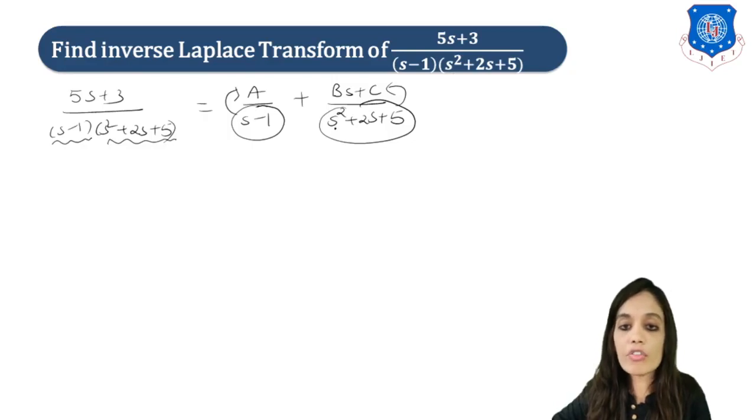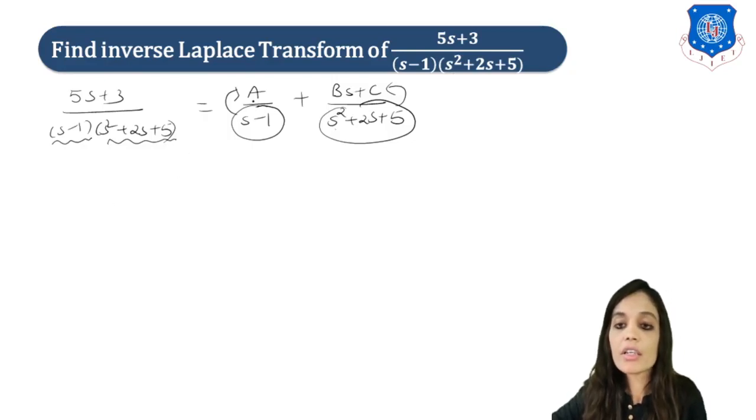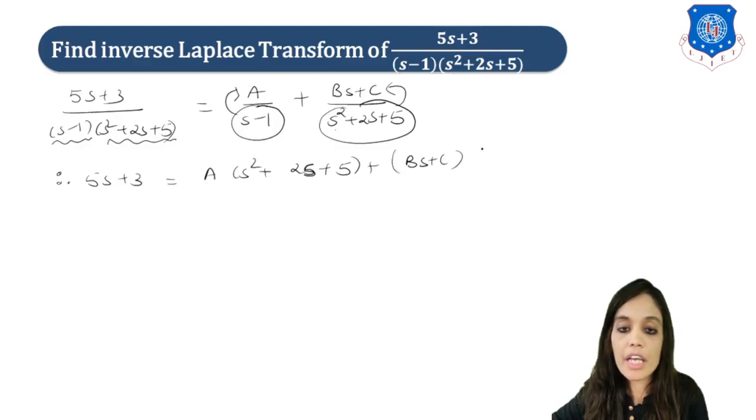Linear factor, right? You have to decrease one power and write. So now let us take the LCM. So finally what will remain? 5s plus 3 is equals to a into s square plus 2s plus 5 plus bs plus c times s minus 1. So now let us simplify this by opening the brackets.